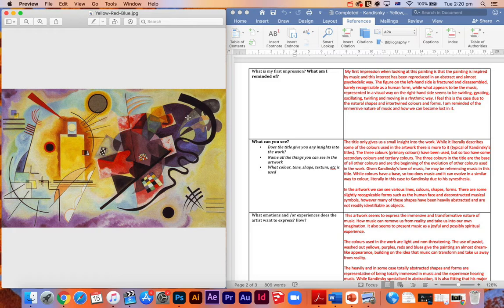And then the music on the right-hand side, which has been represented in a visual way, has been done through swirling, gyrating, oscillating and twirling rhythmic shapes and forms that melt into each other but are also distinct at the same time. So I'm reminded of the immersive nature of music and how we can become lost in it. There's no reference to real life. It's as if the artist has been so immersed that they've got lost in their own imagination to an extent. So that's just my response.